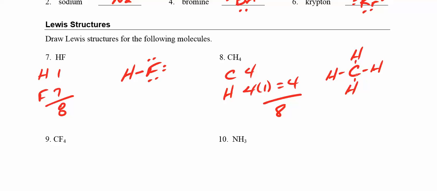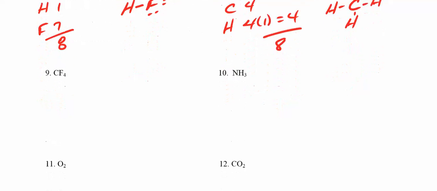The hydrogens are happy. How about the carbon? Remember, in each bond, there's 2 electrons, so 2, 4, 6, 8. And now the carbon's happy as well. That's a reasonable structure for methane, and we'll move on to number 9.